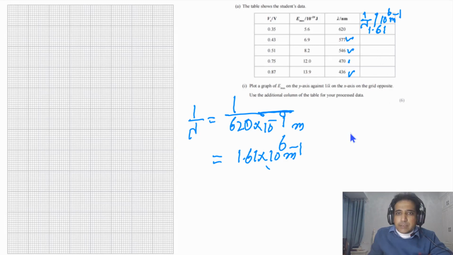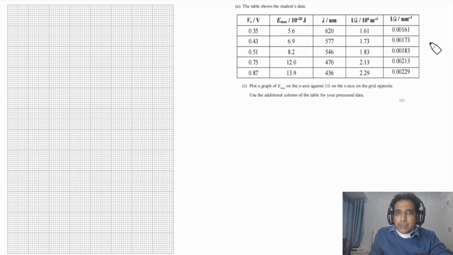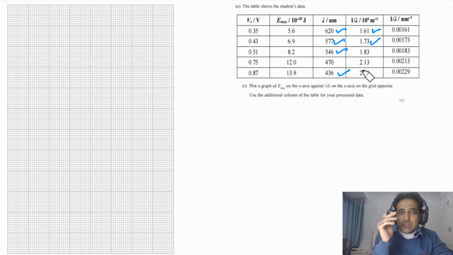So the final answer, if you have done these calculations, you will get these values. So we can write down these values. These are our final values. So you see it has 2 SF, we have used 3 SF here, 3 SF, 3 SF, 3 SF. So these are consistent SF values. This is one important thing, you have to take care of this as well.